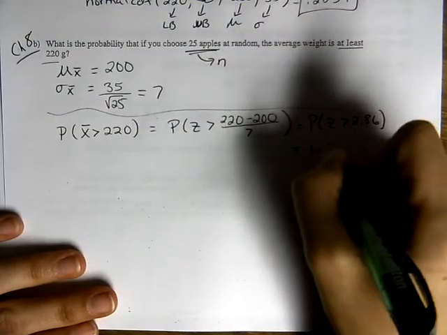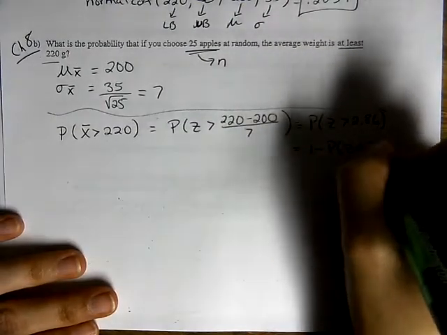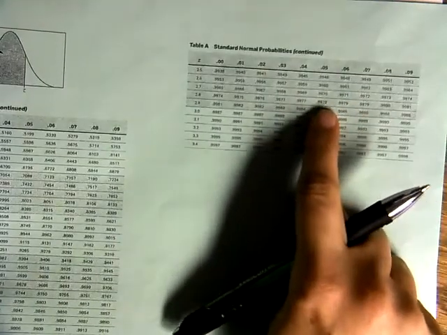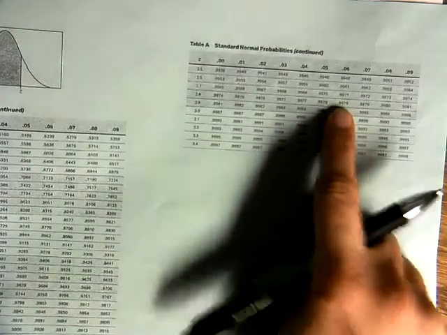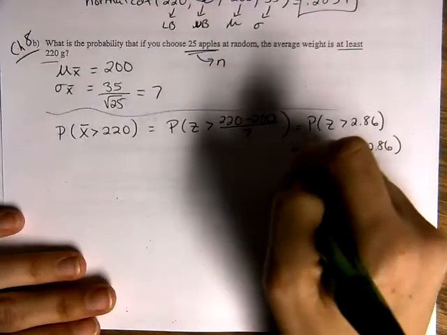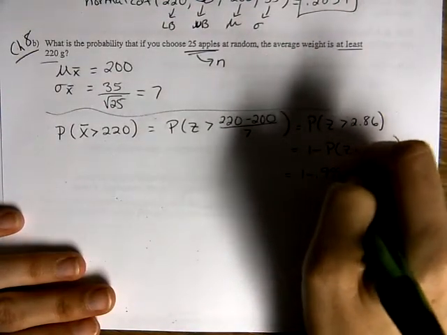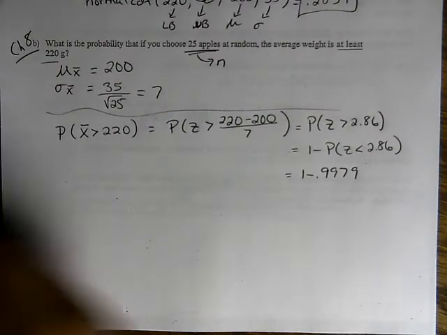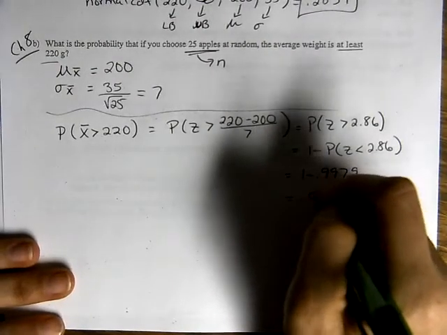So same process. I got to do 1 minus the probability z is less than 2.86. So if I go to 2.86, 0.9979, 1 minus 0.9979, I get 0.0021.